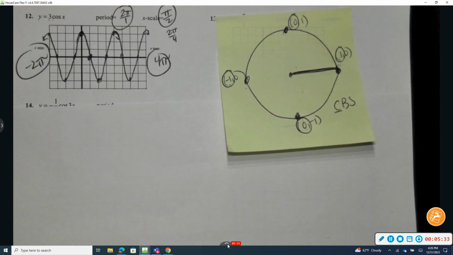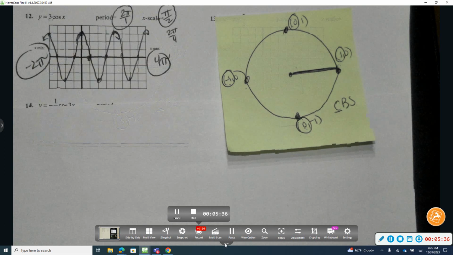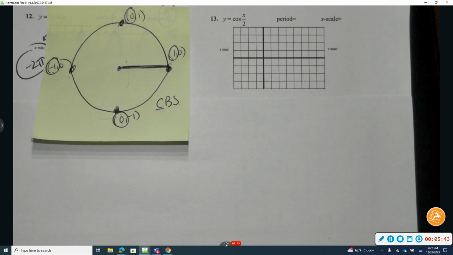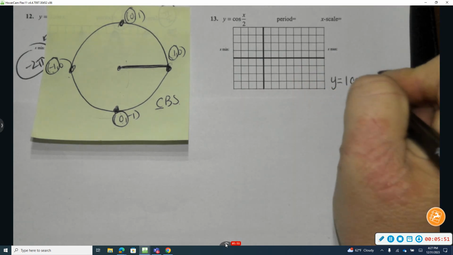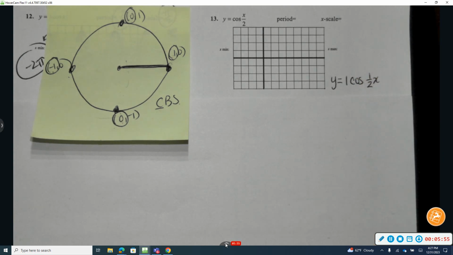And now let's take a look at number 13. 13 changes it up. 1, 2, and 3 had a number in front of the cosine function that stretched it, and in some cases it even reflected it across the x-axis. Now if I rewrite this, I have y equals 1 cosine of 1/2 x. Well, let's see what this looks like.